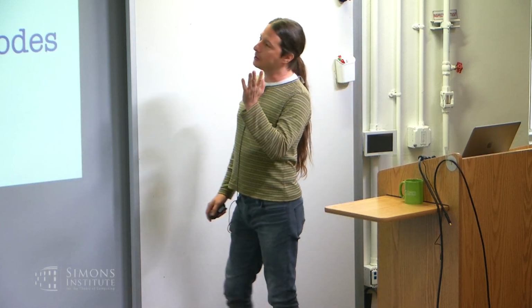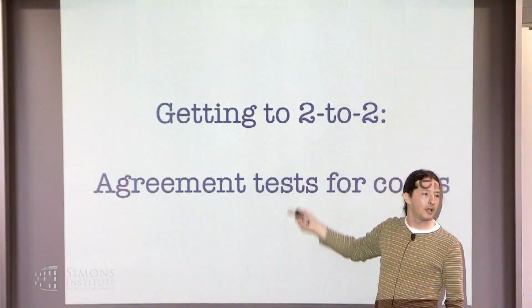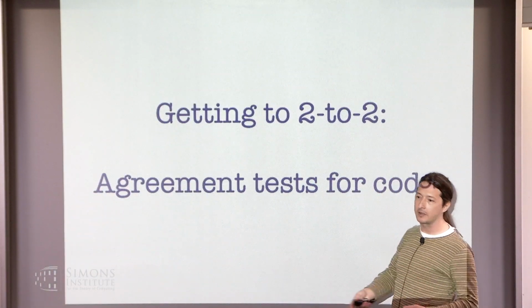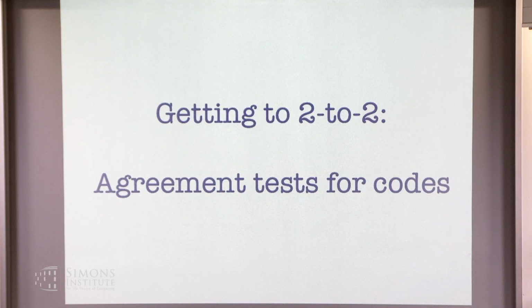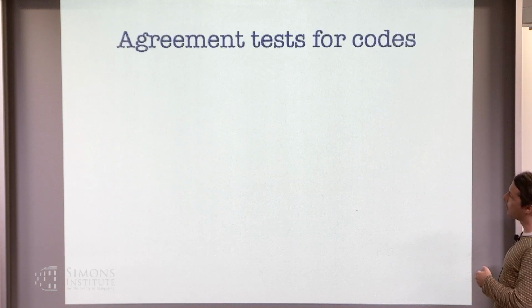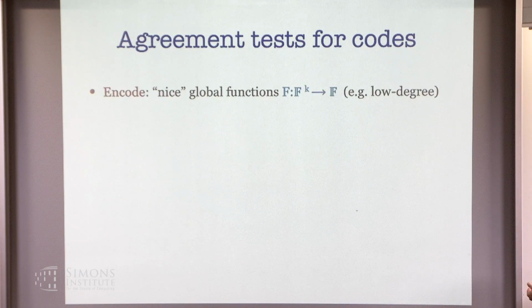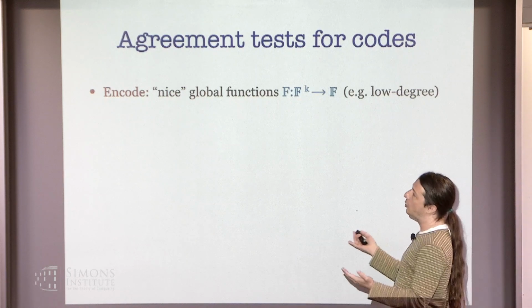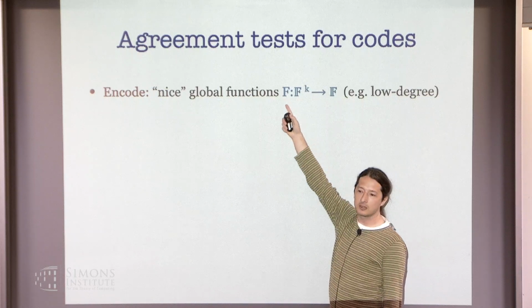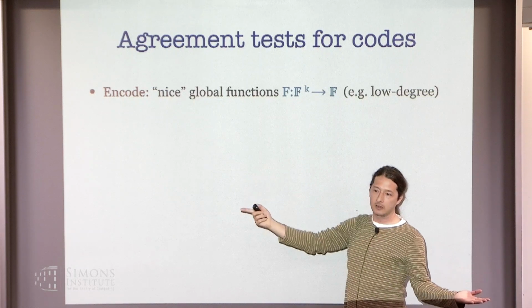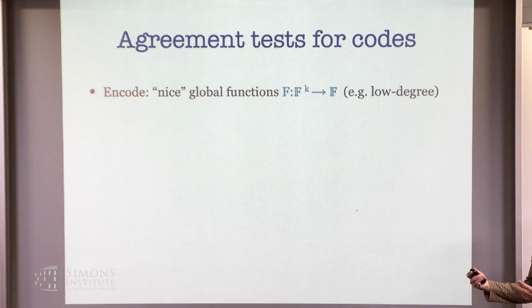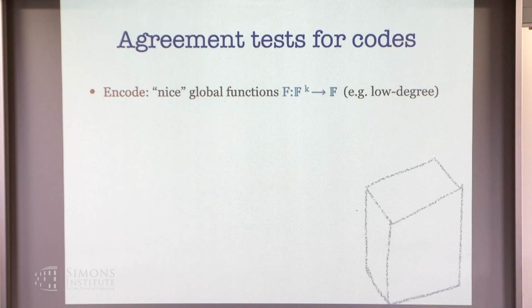So you want to get hardness for 2-to-2 games, and as I said, inside you need some code that fits what you want to get. Let me talk about agreement test for codes, which is the type of code test that we'll use. So you want to encode a set of code words, some nice functions over some domain that have nice properties. And these functions you want to somehow encode in a way that you can test. Maybe low-degree functions, for example.